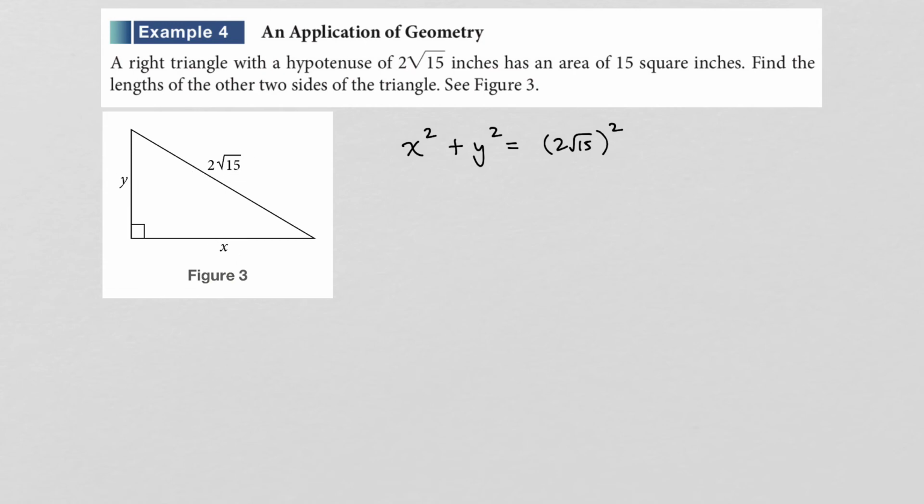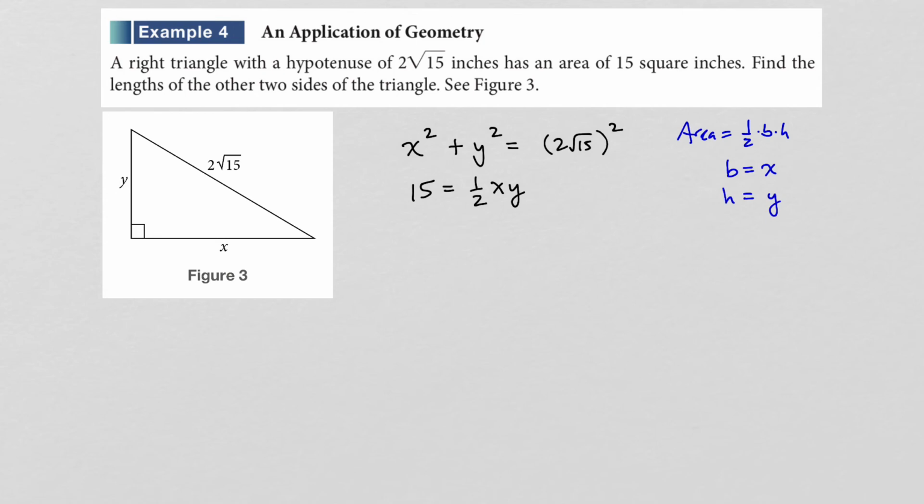Now, what else do we know about this triangle? We know that its area is 15 square inches. Well, the area of a triangle is 1/2 times the base times the height. And the base of this triangle is x, and the height of this triangle is y. Right? So here's the base, and here's the height. And we know that that's the height because this is a 90-degree angle.